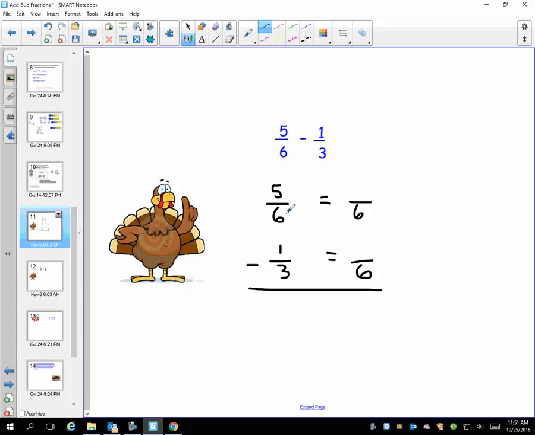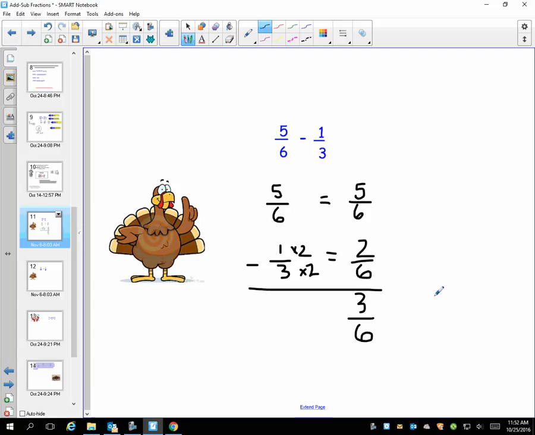All right, 6 times what is 6? 1. So if I multiply 5 by 1, I get 5 again. 5/6 equals 5/6. That's the truth, right? Okay, 3 times what is 6? 2. So 1 times 2 is 2. Now my denominators are the same, so I can do step 3, solve. 5 minus 2 is 3, and my denominator stays the same.